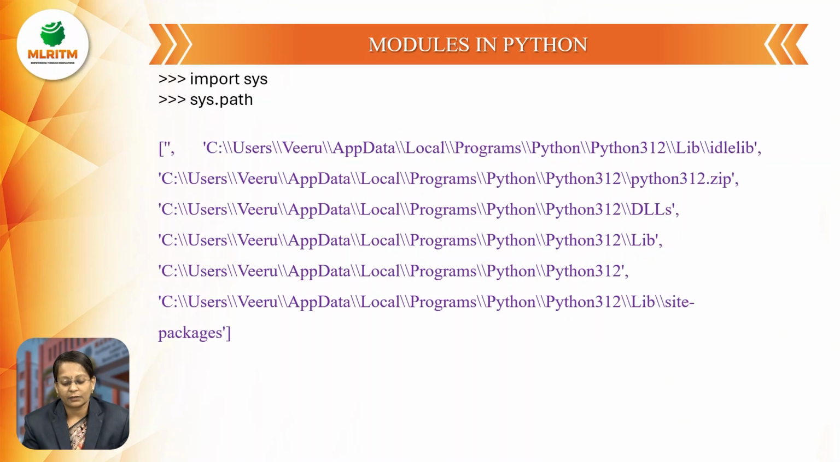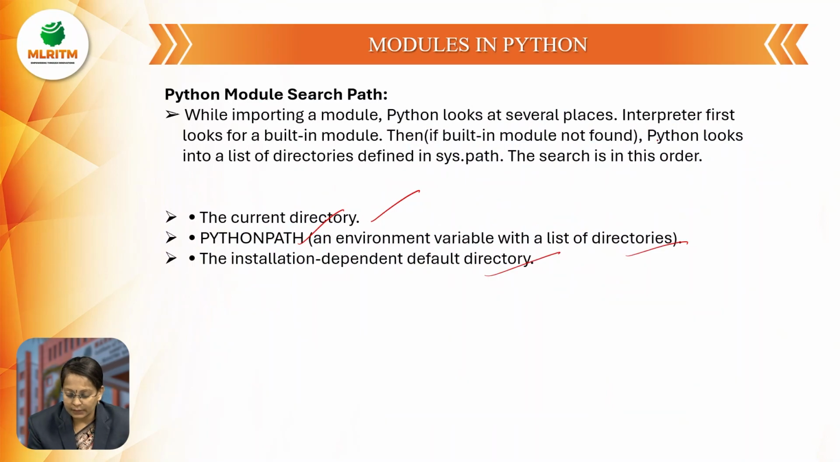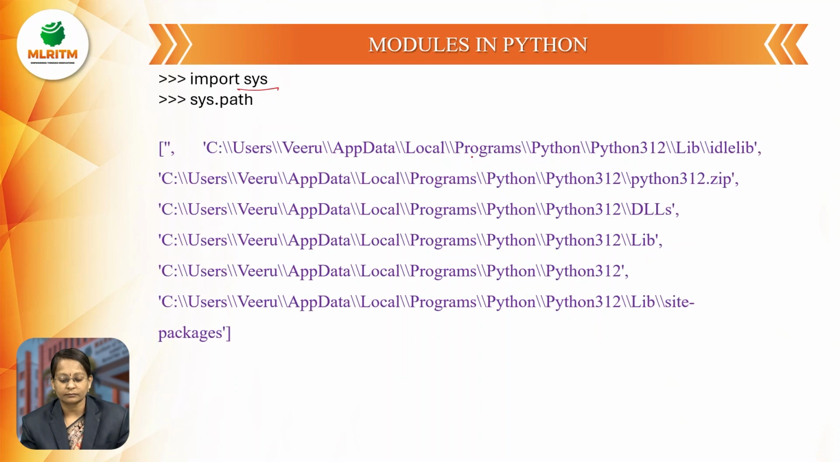For example, when we import a module, the interpreter first looks for the built-in module. If not found, Python looks into the list of directories defined in sys.path. So import sys, then sys.path. These are the different paths.